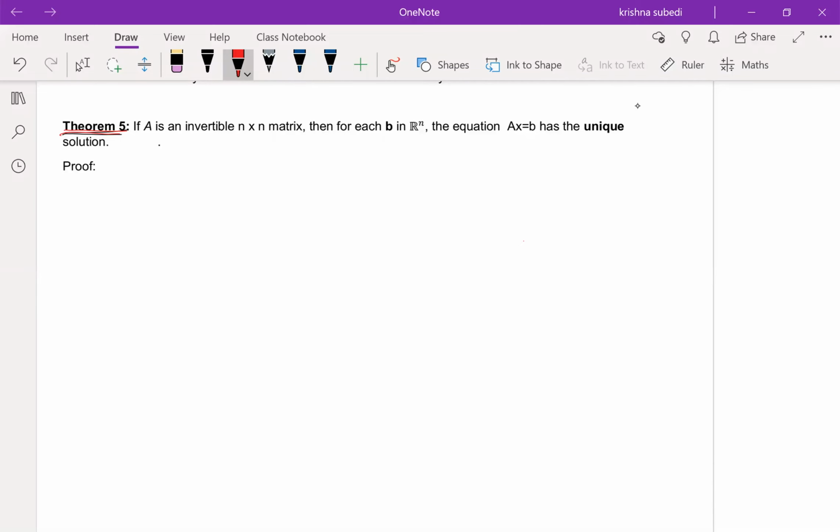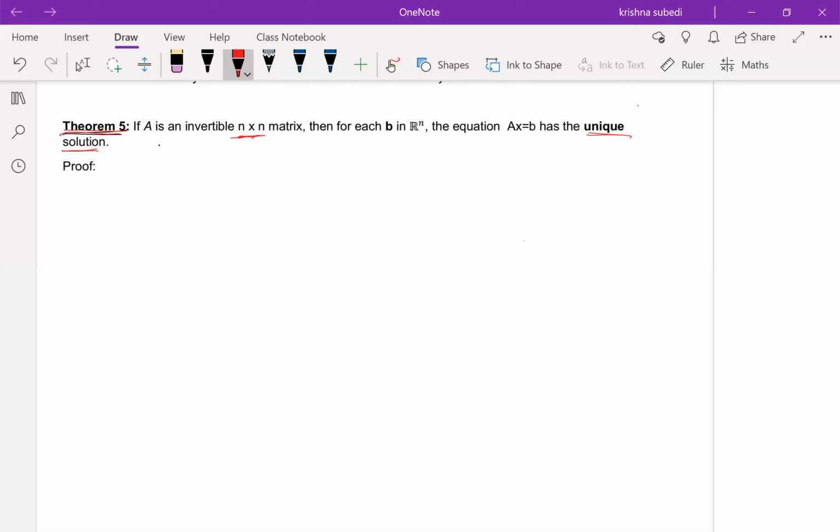Okay, theorem 5: if A is an invertible n by n matrix, remember this is a square matrix. In general, invertible matrices are square matrices. Then for each B in Rn, the equation Ax equals B has a unique solution. Okay, there is only one solution.